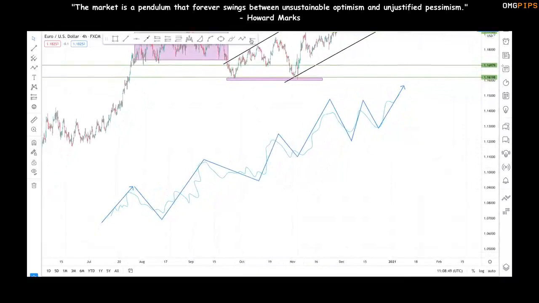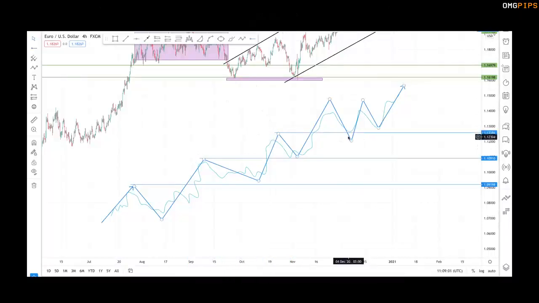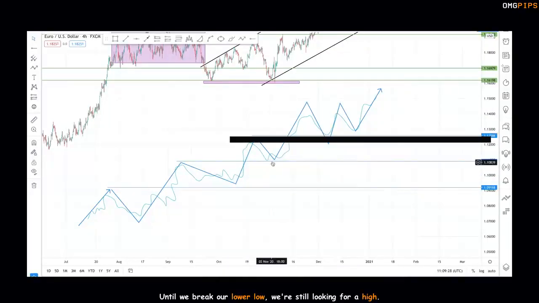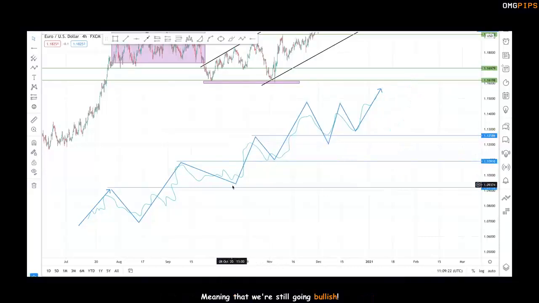So next we need to look at where the market reverses. These are now support and resistance areas. We need to be able to spot these areas with ease guys. Next thing guys, there is no perfect market. The market can create a wick or a stop loss hunt, which is meant to mislead other traders into thinking that the market is broken below. However, this is just a small wick creation. Until we break our lower low, we are still looking for a high. Did you get that guys? Until we break our lower low, we are still looking for a high, meaning that we are still going bullish, and that is all because we're inside a bullish trend.